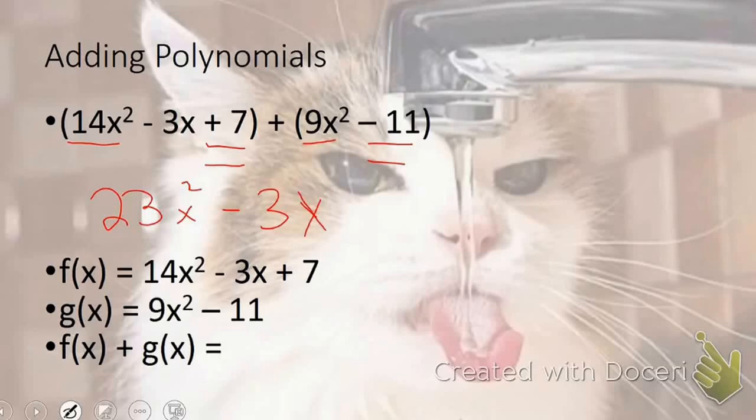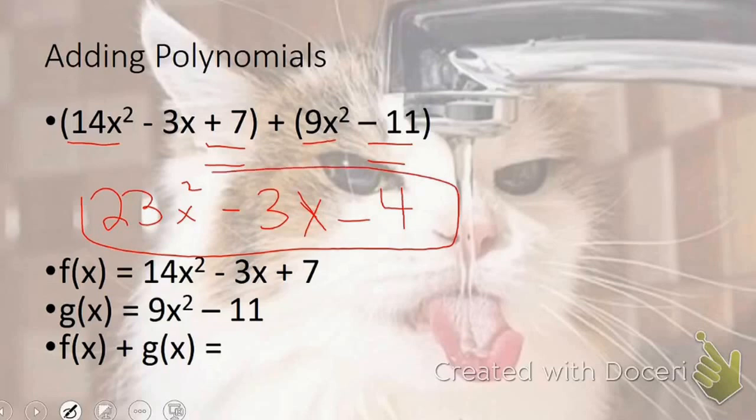And 7 minus 11, sign's not the same, so we subtract. That's going to be minus 4. Now that we have no more like terms, we have an x squared and an x. That's okay. They need to have the exact same variable and the same exponent. We are done.